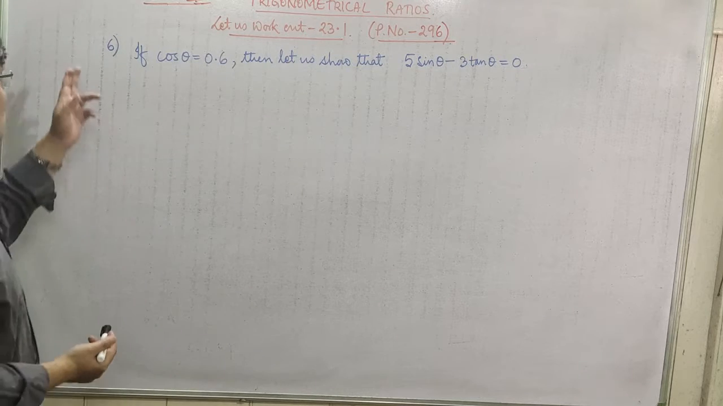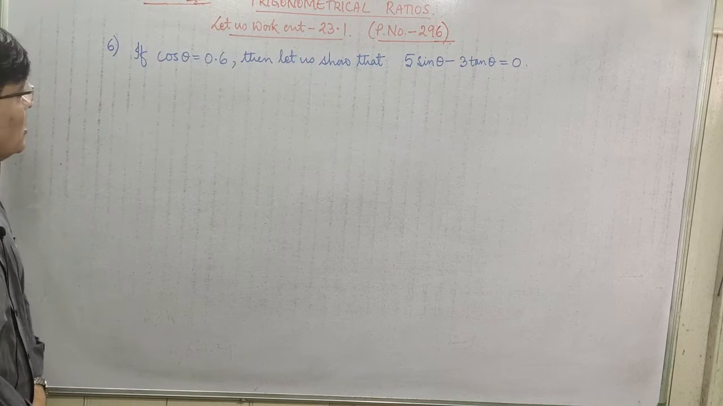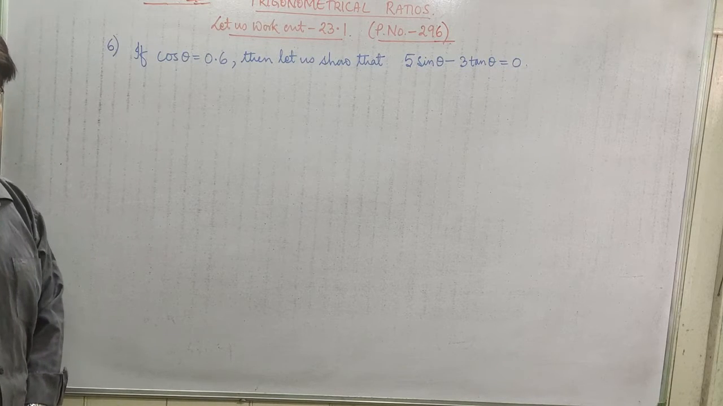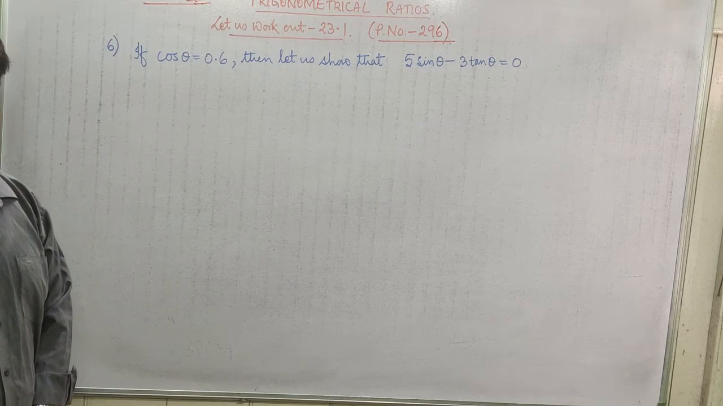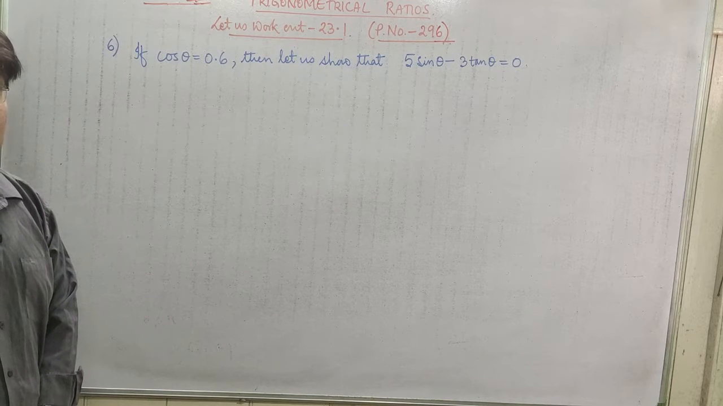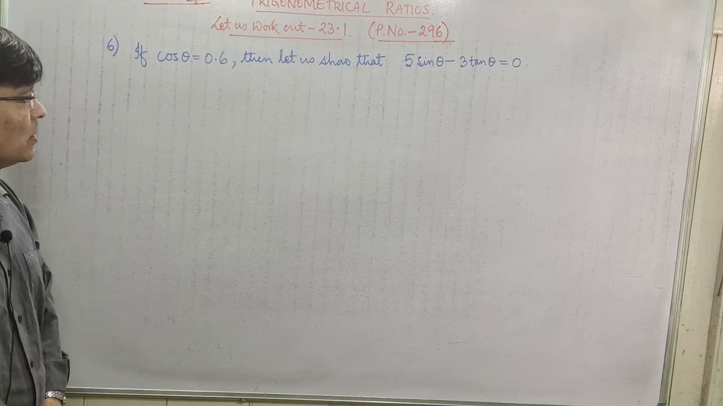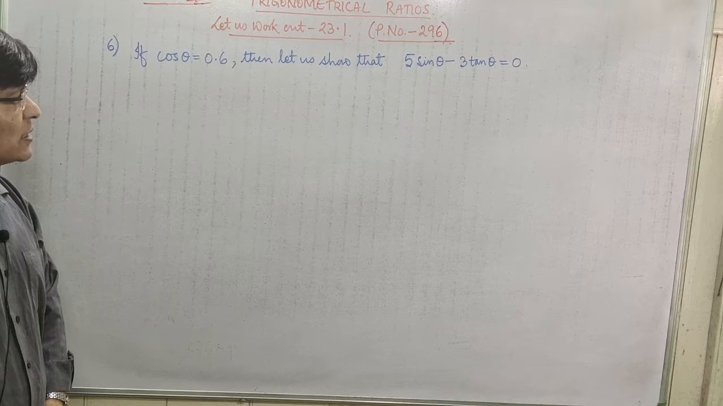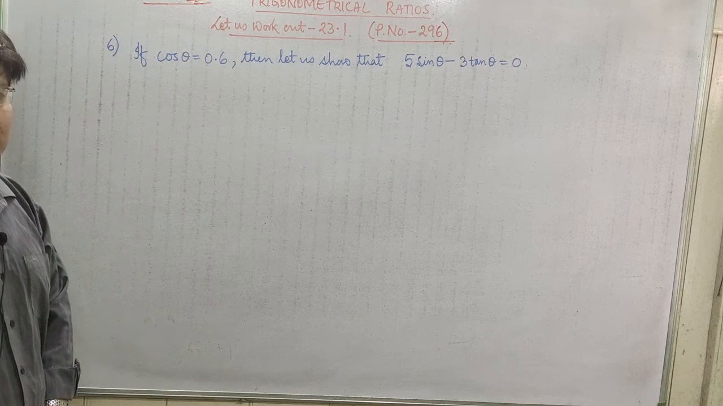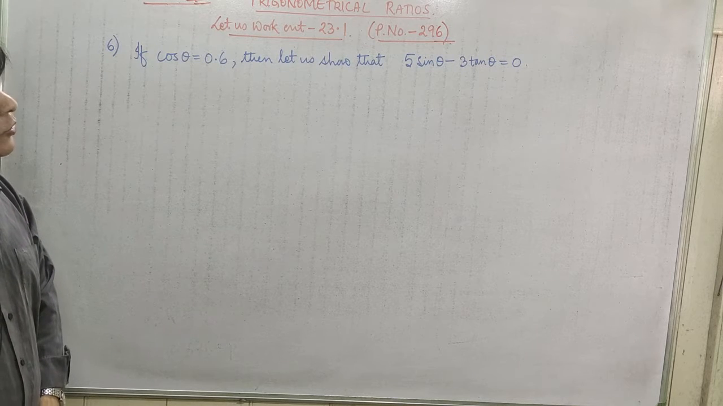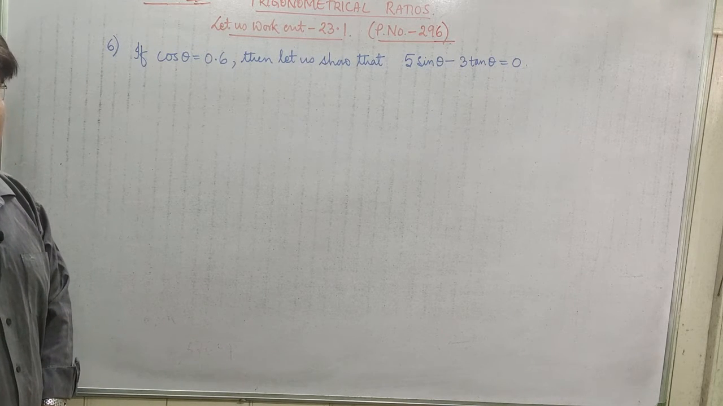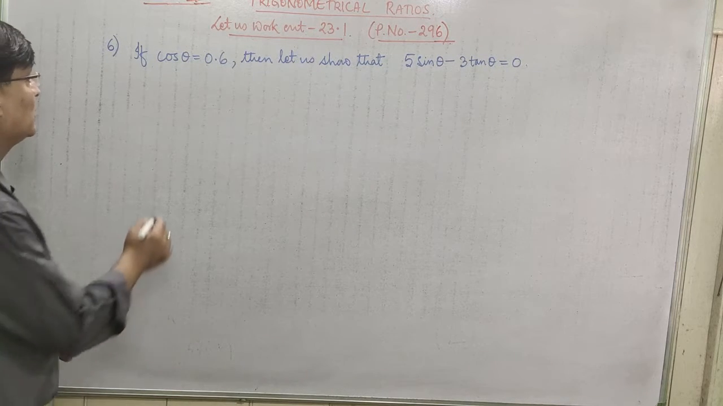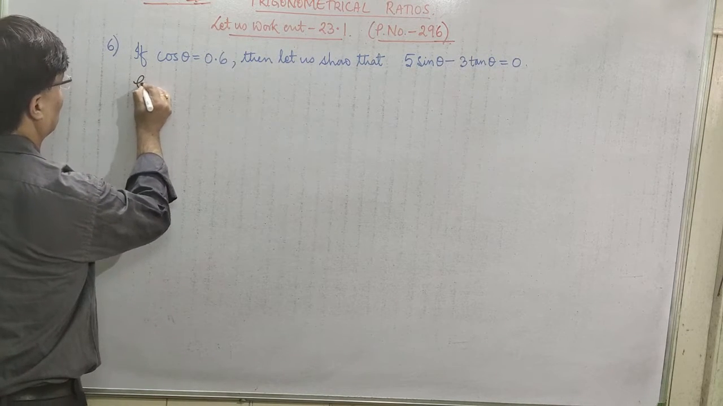Now we'll do the next question, that is question number 6. The question is, if cos theta is equal to 0.6, here the value for cos theta is given in terms of decimal, that is 0.6, then let us show that 5 sin theta minus 3 tan theta is equal to 0. You have to prove that left hand side is equal to right hand side, that is LHS is equal to 0.